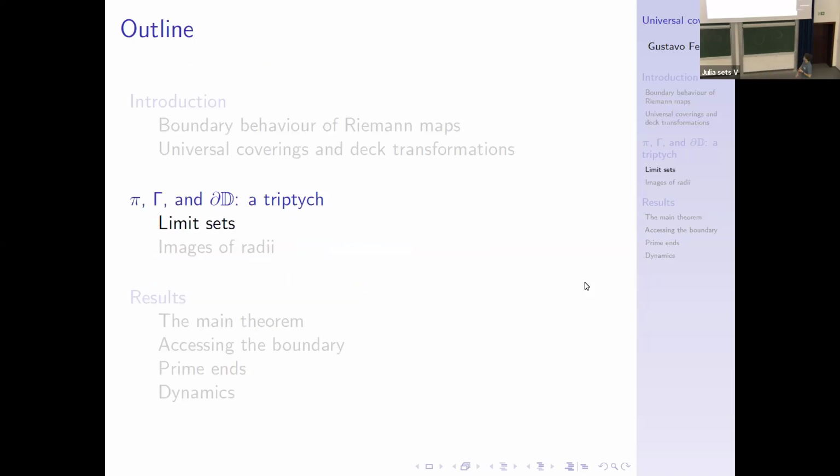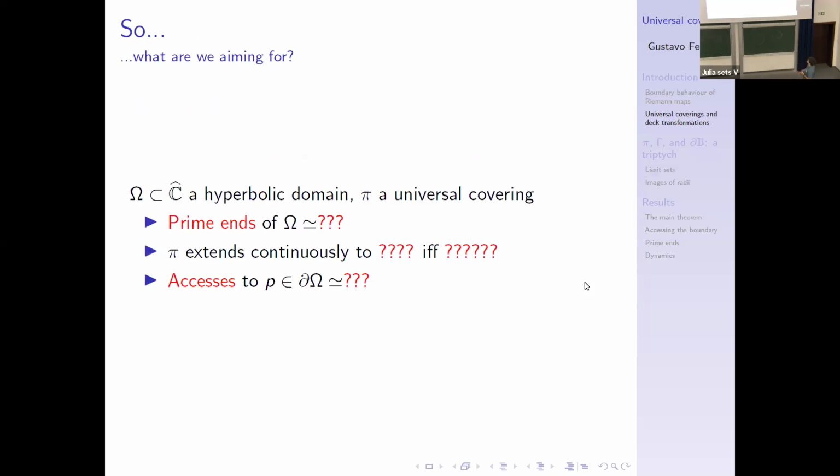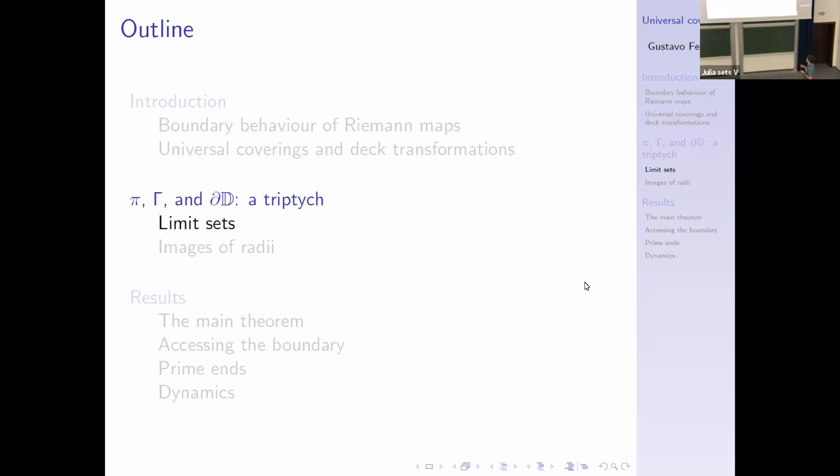So now let's get to it. But first, does anyone have any questions up until now? No? Okay. So in order to answer these questions, we're going to have to look at the universal covering from a few different perspectives.